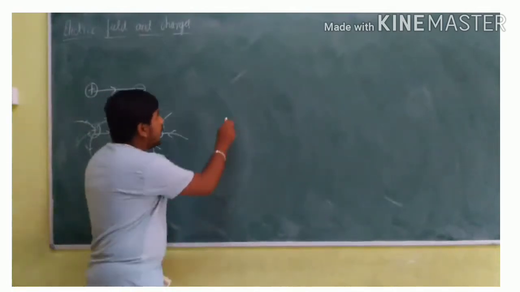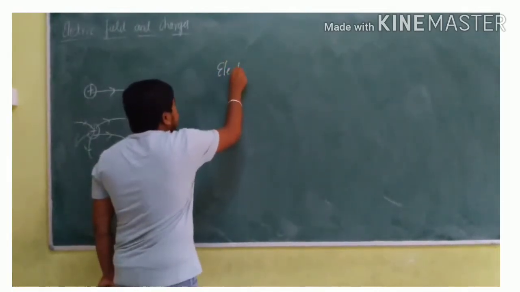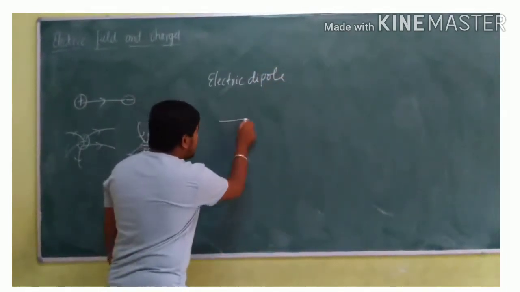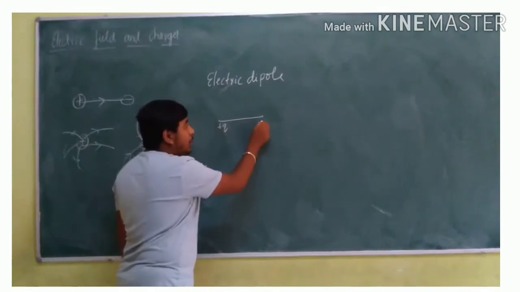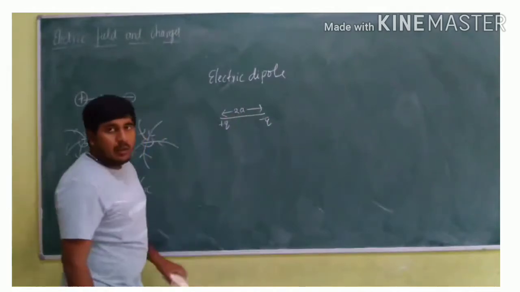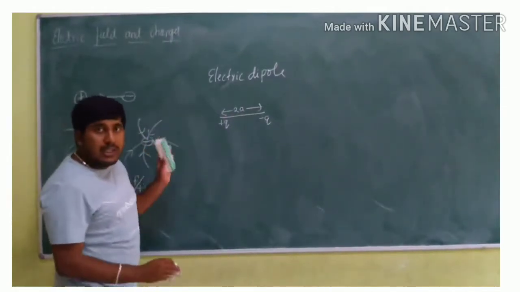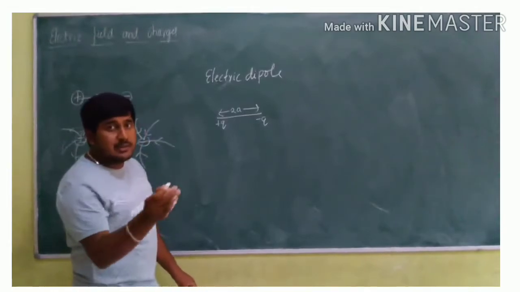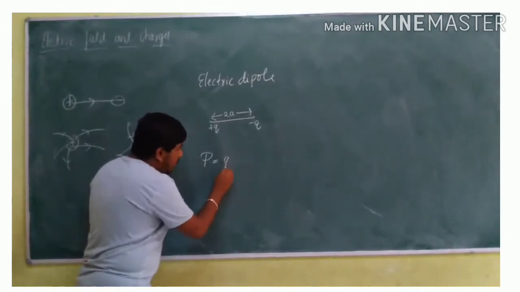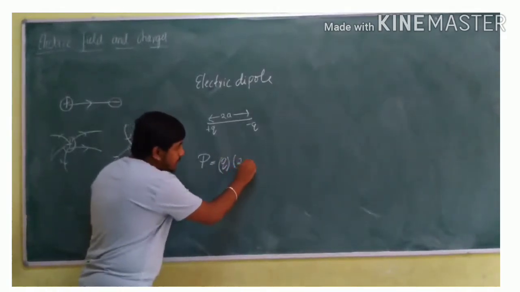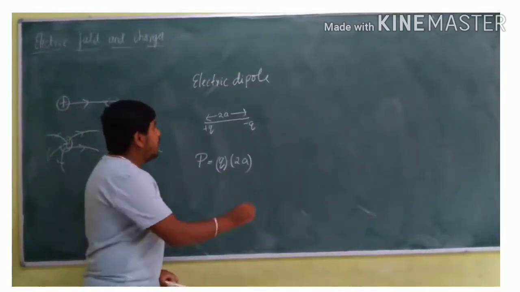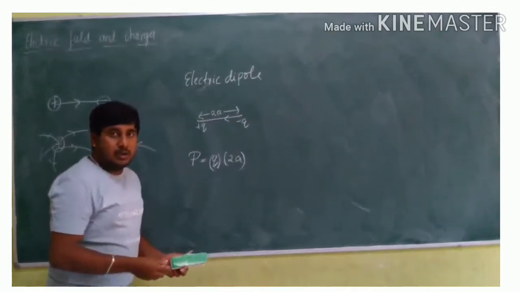After this we came across electric dipole. What is an electric dipole? Simple definition: two charges of equal and opposite magnitude separated by a small distance, let us take it as 2a. This is called an electric dipole. The electric dipole moment is given by the product of either one of the charges and the distance between them. So dipole moment P is equal to Q into 2a. The dipole moment is directed from negative to positive.